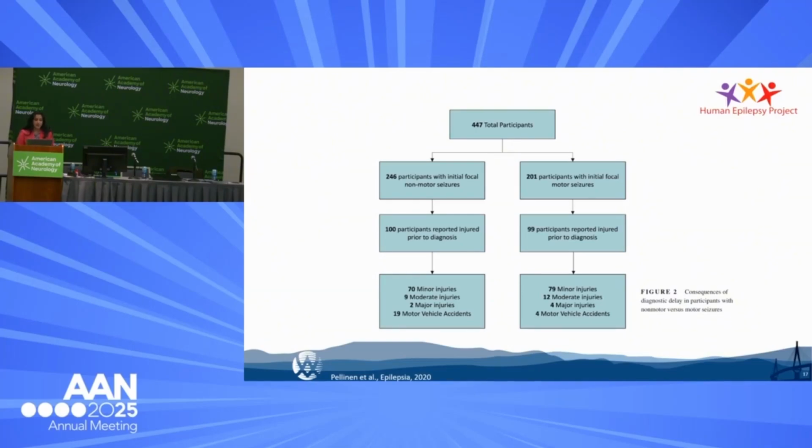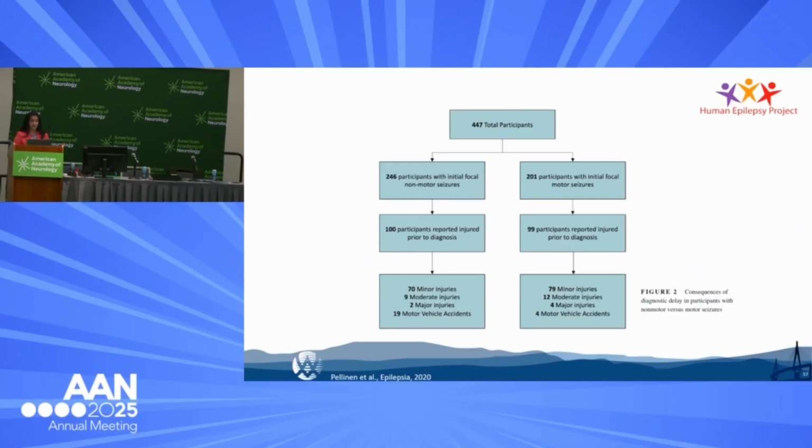And what are the repercussions of that? So typically we think of convulsive seizures as being dangerous and can cause a lot of problems. And in fact, of the 201 that had motor seizures, 99 had reported prior injuries, with 79 of those being minor, but 4 major injuries, and 4 had had motor vehicle accidents.